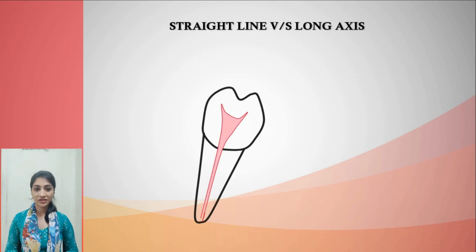Now as you can see in this animation, the crown is tilted. And when you're trying to prepare an access cavity in this situation, there are chances for perforation. Our primary goal is to obtain access to the pulp chamber and canal orifices. For this, we need to know the long axis of the tooth. It is good practice to palpate the roots simultaneously while preparing the access cavity, especially in the anterior teeth.